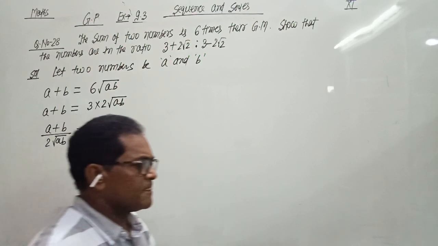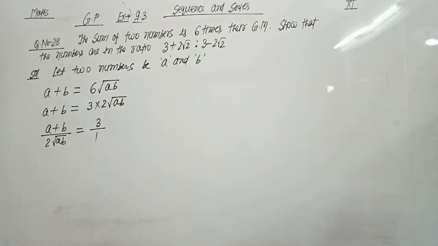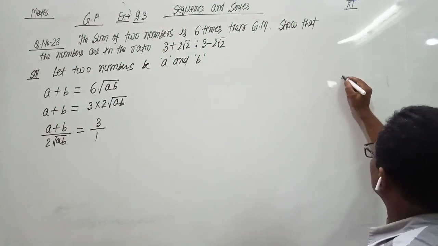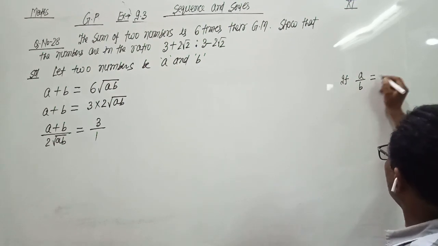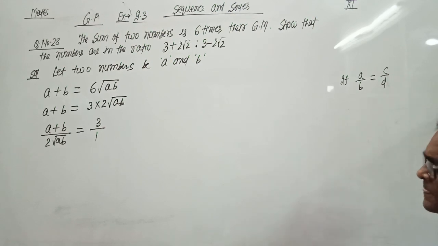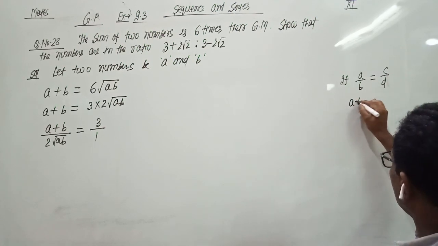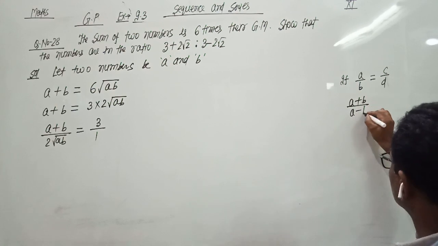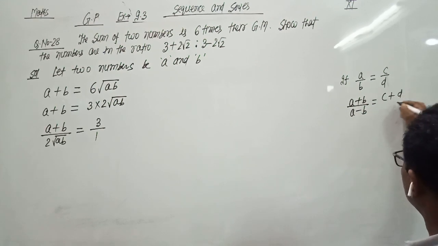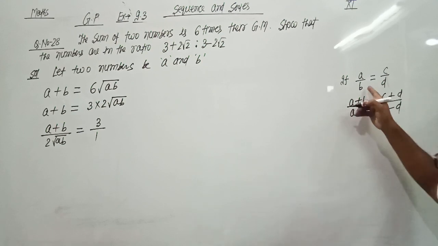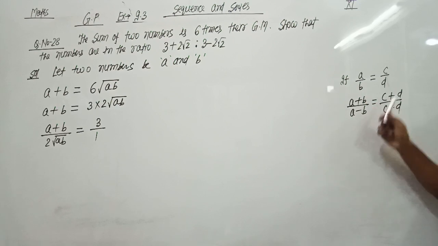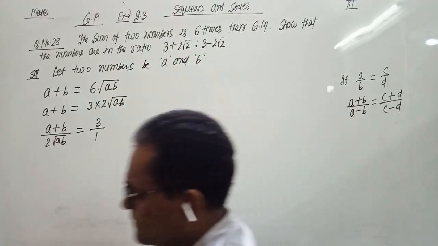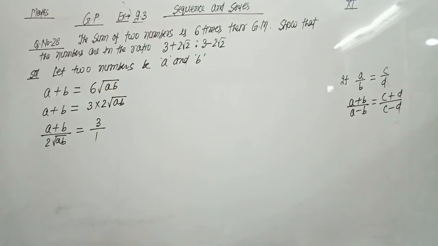Now we apply the concept of componendo and dividendo. This is the concept of ratio and proportion, that if A by B equals C by D, then we can write A plus B upon A minus B equals C plus D upon C minus D. Once the denominator is added and once the denominator is subtracted. So we use this formula, and the concept is called componendo and dividendo.